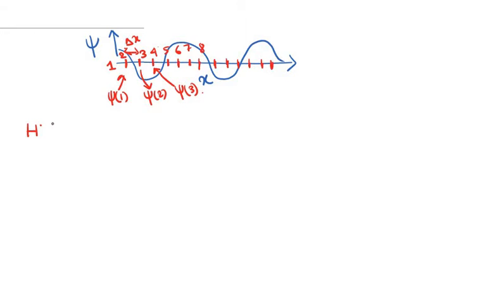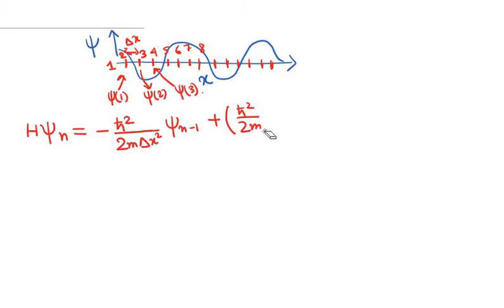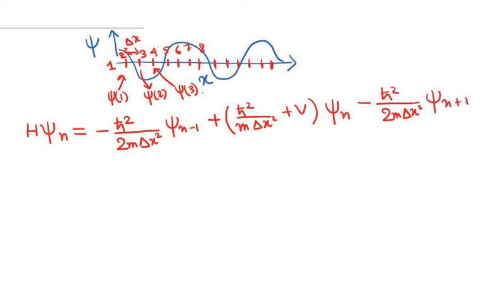Okay, so when we compute this H psi, if we use the position basis or the real space basis, then H of psi n is nothing but minus h cut square by 2m delta x square psi n minus 1, plus 2 h cut square by 2m, so h cut square by m delta x square, plus v, psi n, minus h cut square by 2m delta x square psi n plus 1. Okay, this is a generalized equation. Of course, the equations are going to change towards the end points, that is at point number 1 and point number n over here.